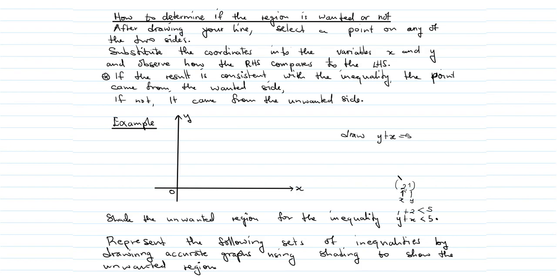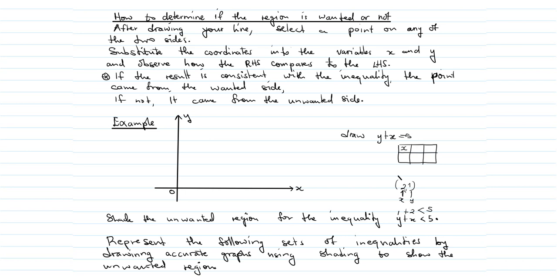So you draw the line y plus x equals 5. So mostly, how do you draw a line? You might need to construct a table of values. And when I construct a table of values with lines, I usually just look for the zeros.